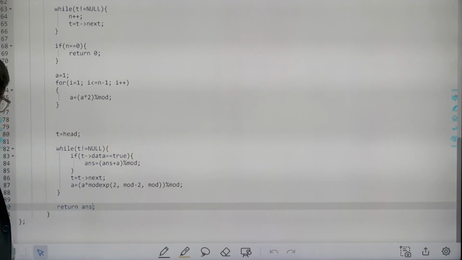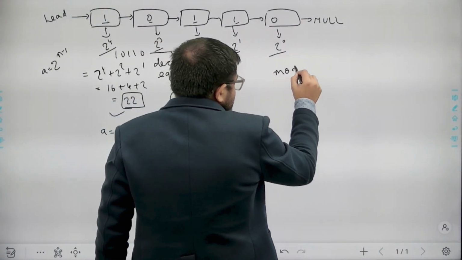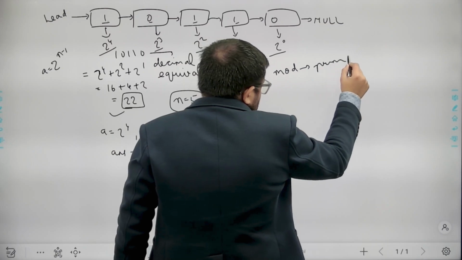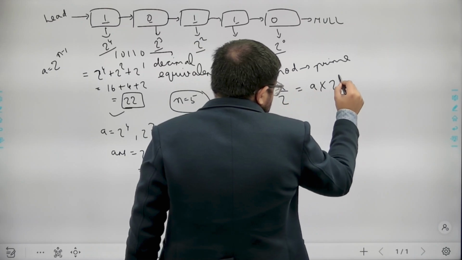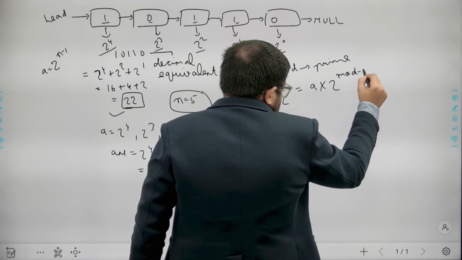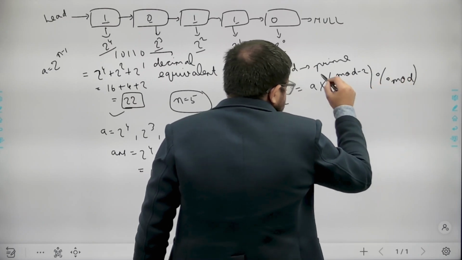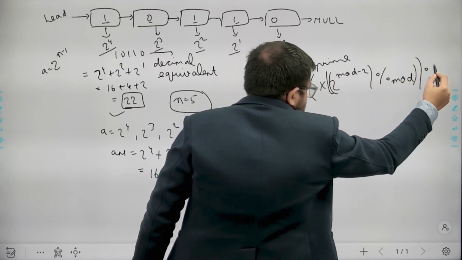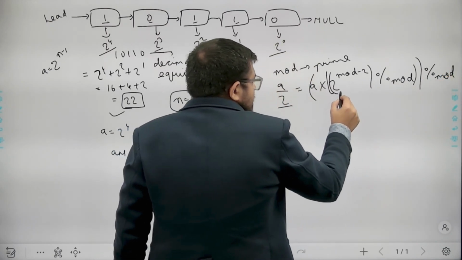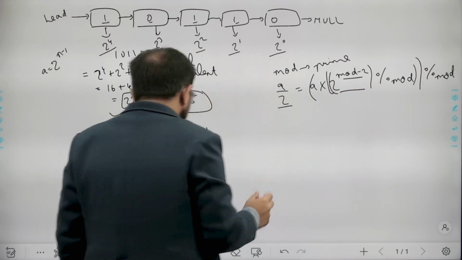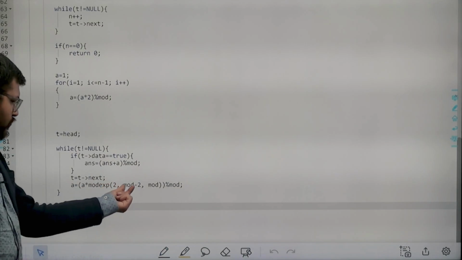So how do you divide? Whenever you are dealing with mod value and mod is prime, then what you can do is a divided by 2 is the same as a multiplied by 2^(mod-2) mod mod. Okay. So basically instead of dividing by 2, you can multiply by 2^(mod-2). That is what I have done here. I have multiplied with power of 2, mod minus 2, and mod.